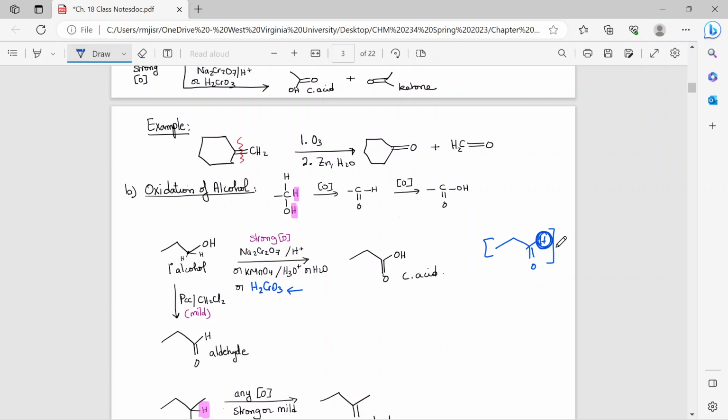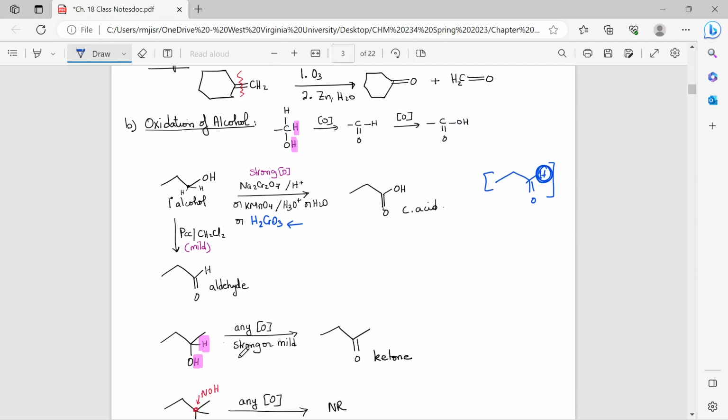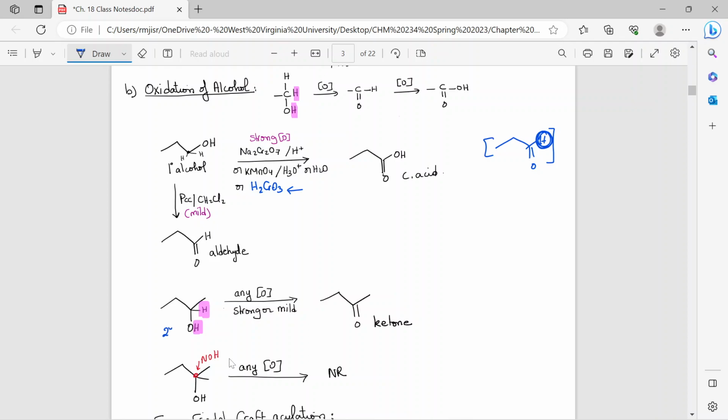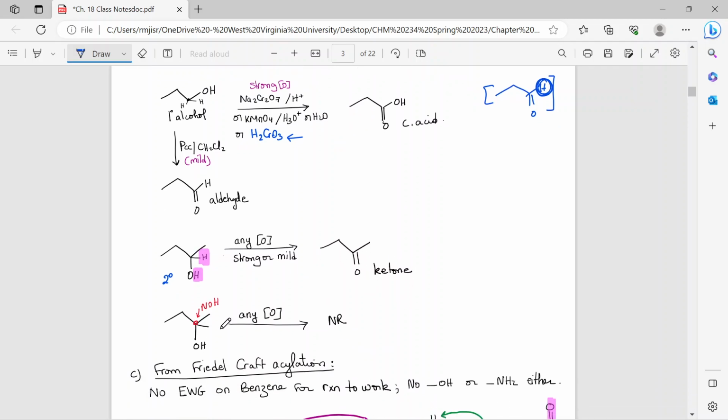Now, if you wish to isolate the aldehyde, you can use a milder oxidizing agent than those strong ones. The mild one is the PCC. So we use that, and we're going to isolate the aldehyde. It stays as is. For secondary alcohols, it really doesn't matter what type of reagent that you start with, strong or mild, it doesn't matter. You're breaking the two sigma bonds and you're forming a pi bond, so you're always going to get a ketone as a product. Tertiary alcohols have no oxidation.